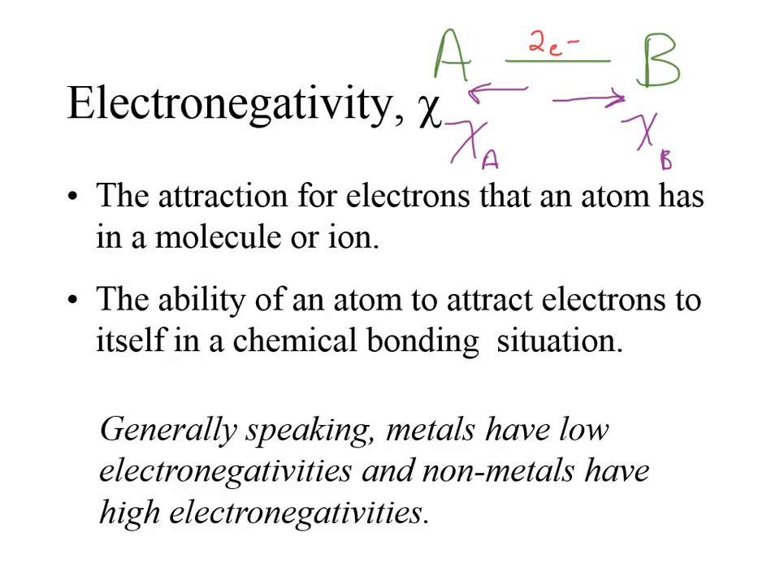Now, we already kind of talked about the types of elements that are just like, I don't want any, I'm okay with giving up an electron. We said that metals are like that. So their chi values, the electronegativity of metals, is very low. The higher the electronegativity, the more it wants to hoard electrons to itself. Generally speaking, metals have low chi or low electronegativity values.